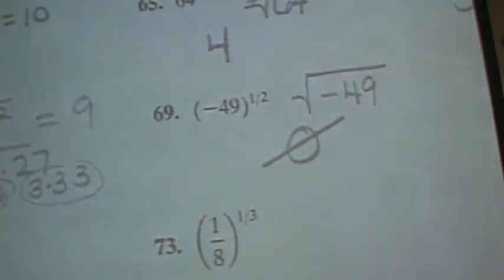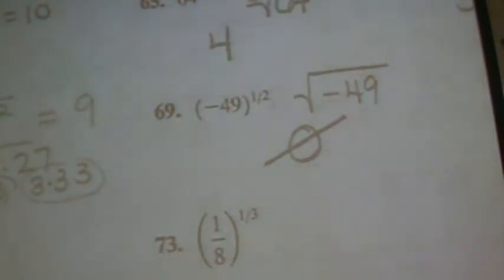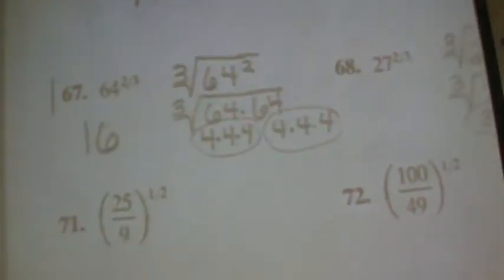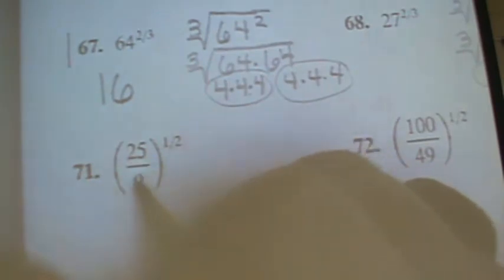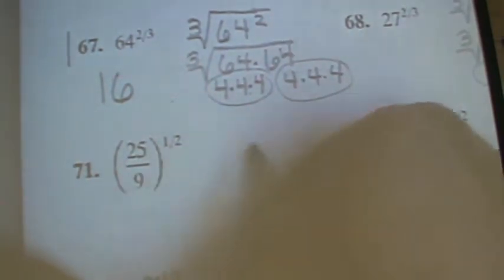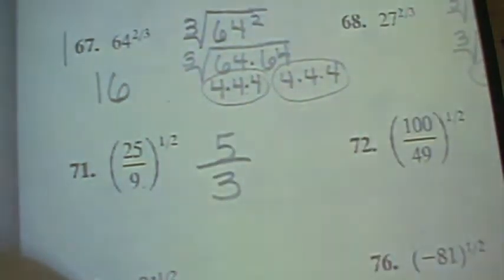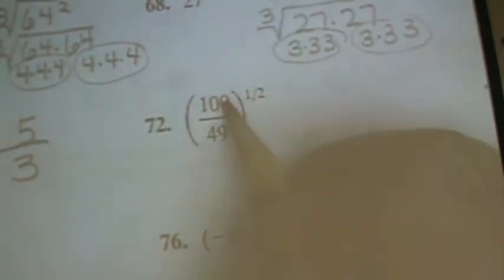69, I can't do this one because I can't take the square root of a negative number. So this one's no solution. 71, I can take the square root of 25 and the square root of 9 and get 5/3. I can take the square root of 100 and the square root of 49 and get 10/7. I can take the cube root of 1 and the cube root of 8, I get 1/2.